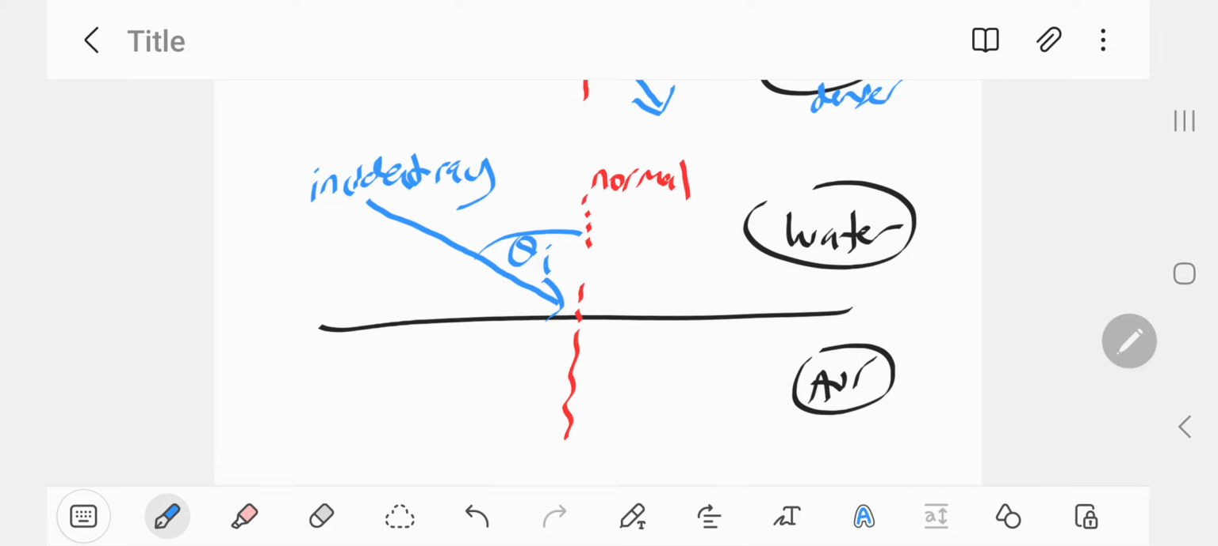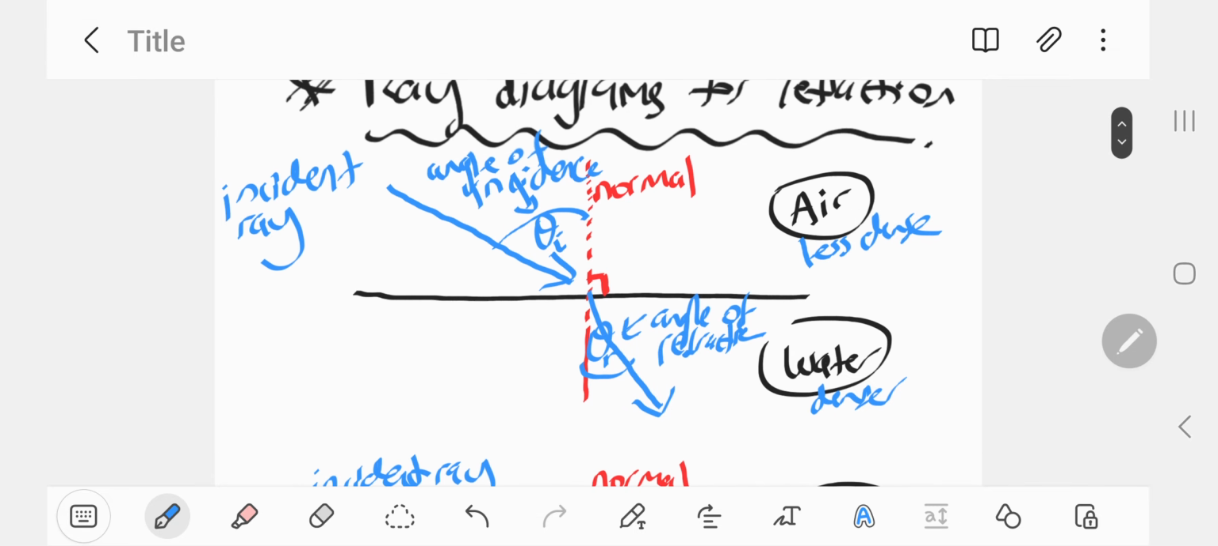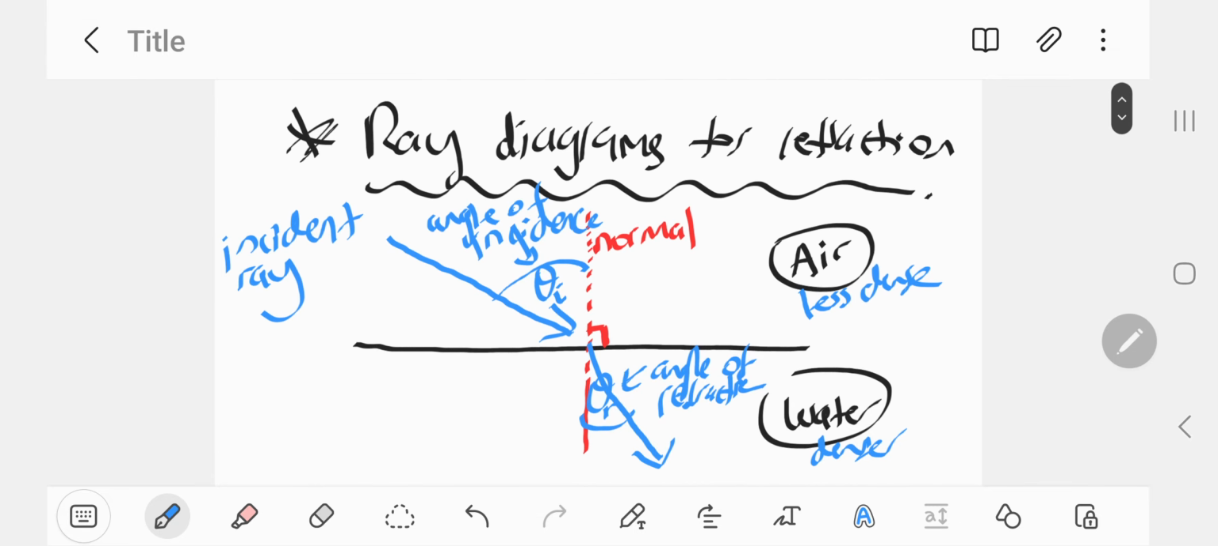In this case, the refracted ray will bend away from the normal. Why would it bend away from the normal? Because the air in this case is less dense than the water. Okay, it doesn't get affected as much. So hence it continues in almost the same direction of travel as it initially came in as the incident ray. And this angle here is the angle of refraction. So these are typical ray diagrams for the case of refraction.